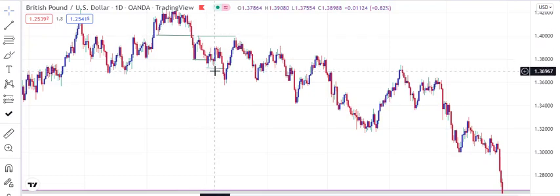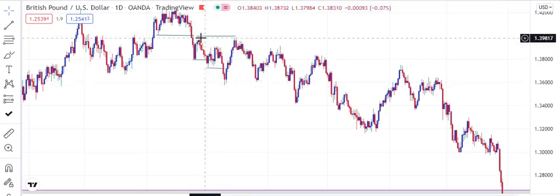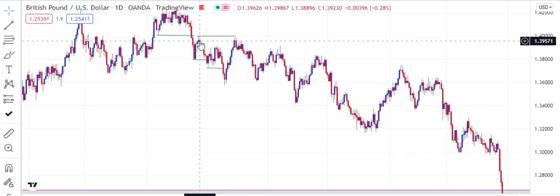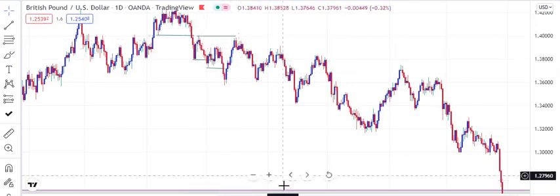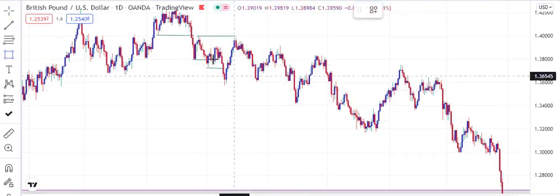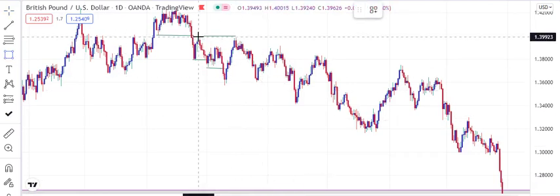Now what did I say? The first question you should ask: where is smart money in drawdown? Now here is where smart money is in drawdown. Look at it here. This is where they bought to sell. This is where they are in drawdown here. Now that becomes your order block. All right, that becomes your order block.